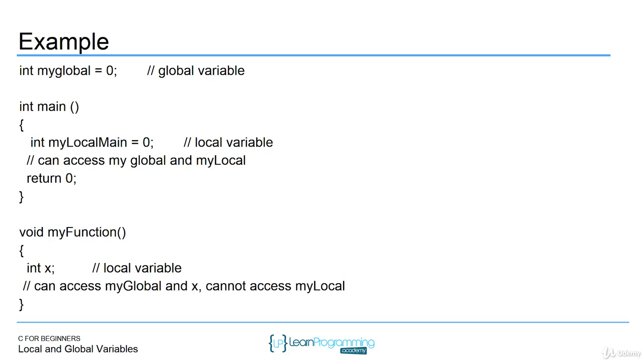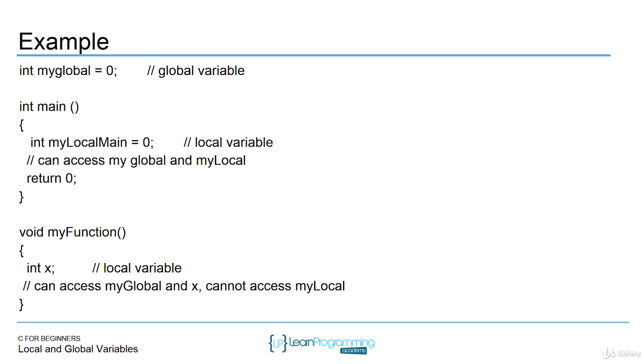Inside there, we have local variables, which are only accessible inside those functions. In the main function, we have a myLocalMain. You can only access myLocalMain inside the main function. But because myGlobal is a variable that's global, you can also access that in the main function. So the main can access two variables, the local and the global.